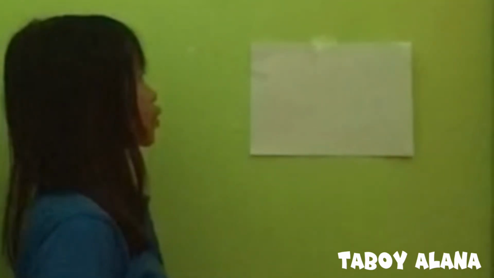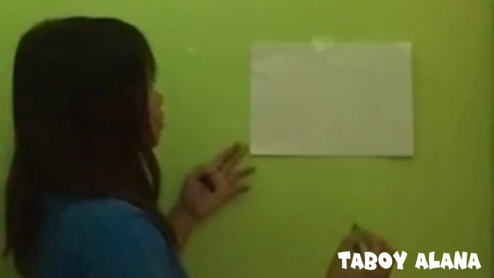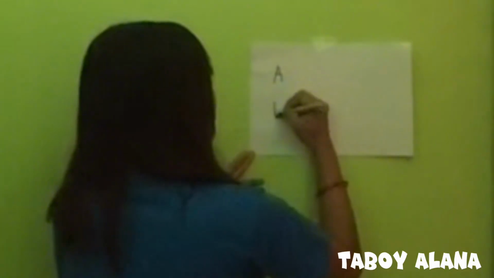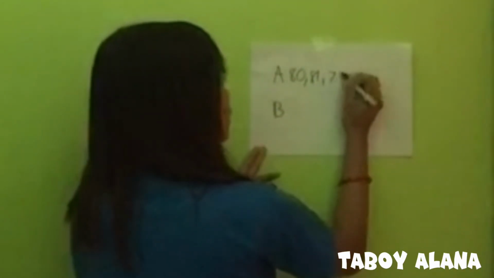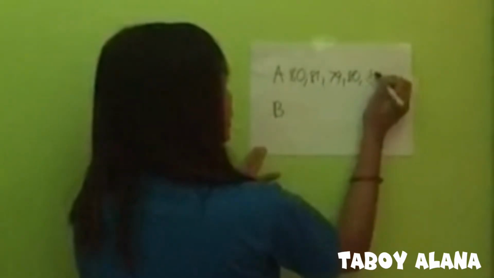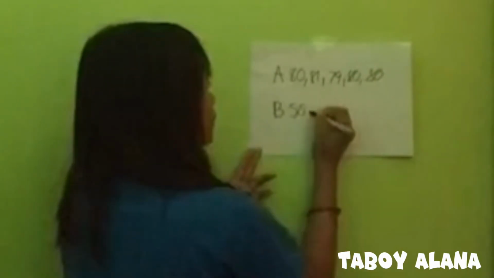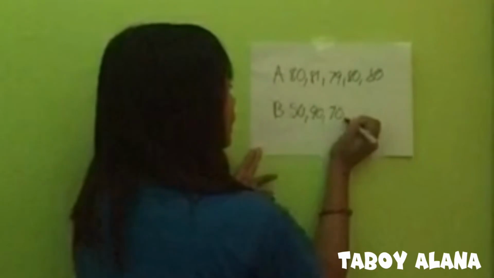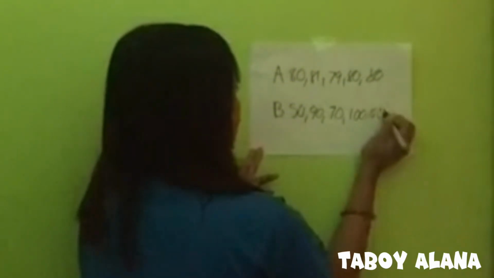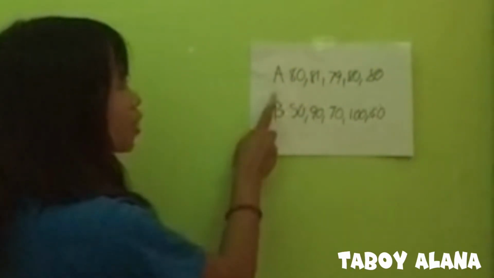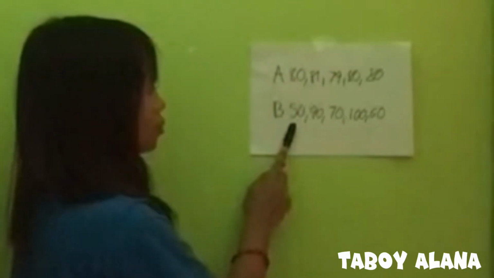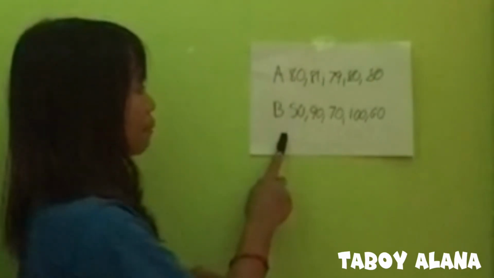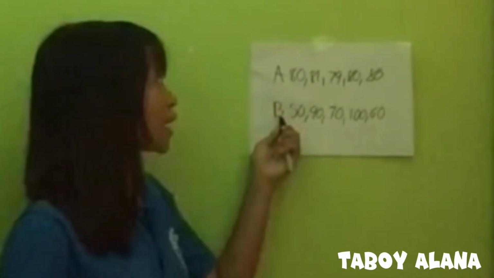So let's use an example. Imagine we have two groups of kids taking a math quiz, group A and group B. Group A scores 80, 81, 79, 80, and 80. Group B scores 50, 90, 70, 100, and 60. As you see, group A's numbers are all close together, so this is what you call low variance. And in group B, the scores are very far apart from each other, so this is what you call high variance.